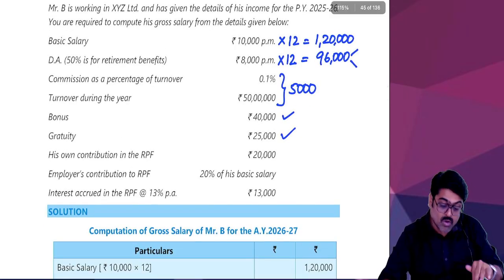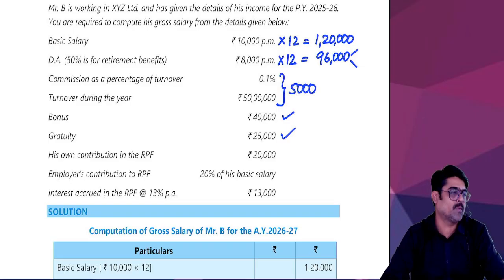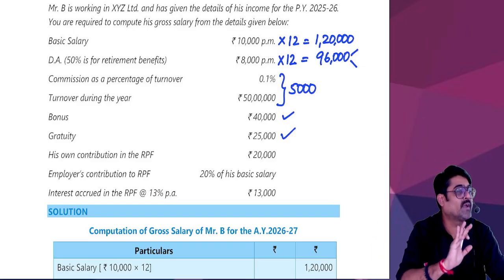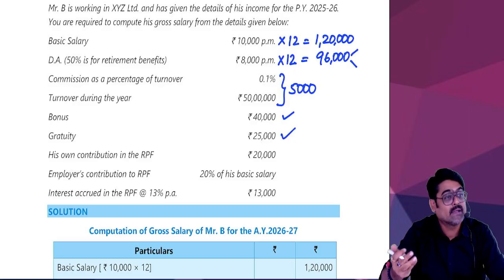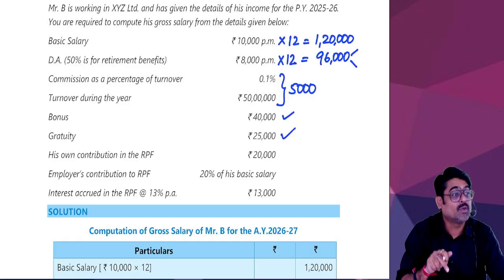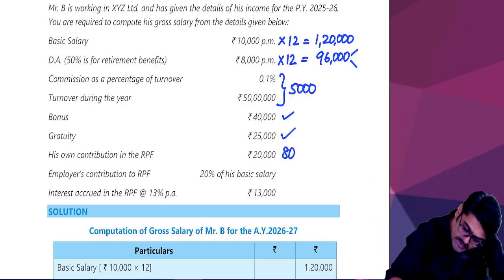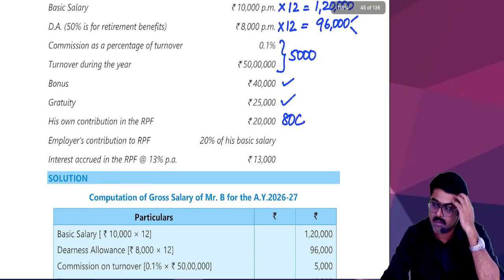Now, his own contribution to RPF. So, are you contributing to your RPF? From where will you contribute? And the salary is entirely taxed. So, no need to give any separate effect to this amount under the head salary. But remember, you will claim the deduction of this amount under section 80C. So, claim this amount under 80C. That's it.